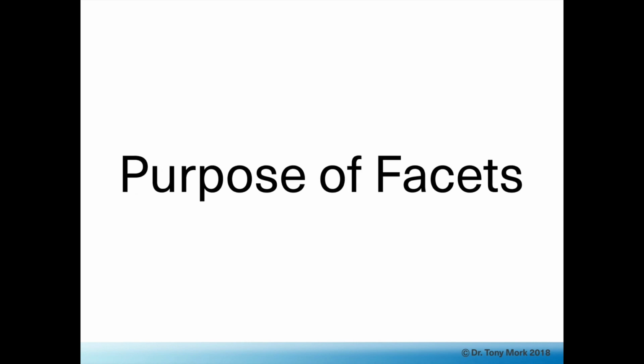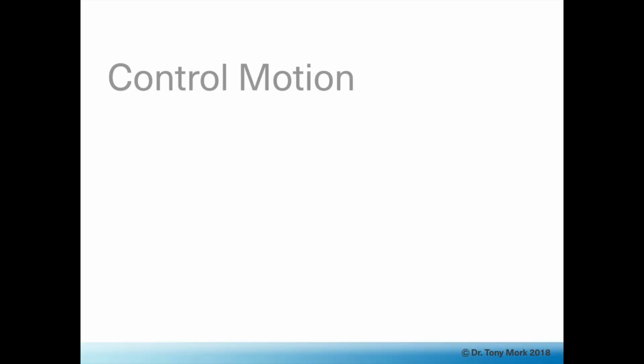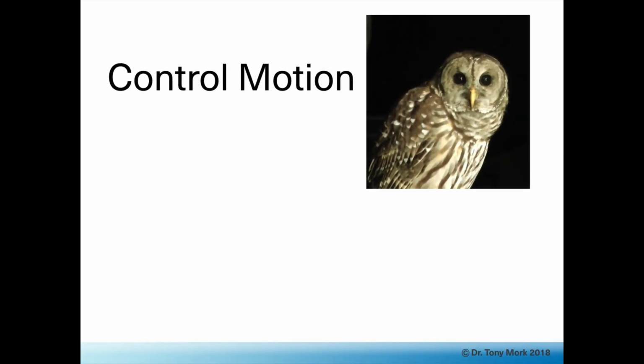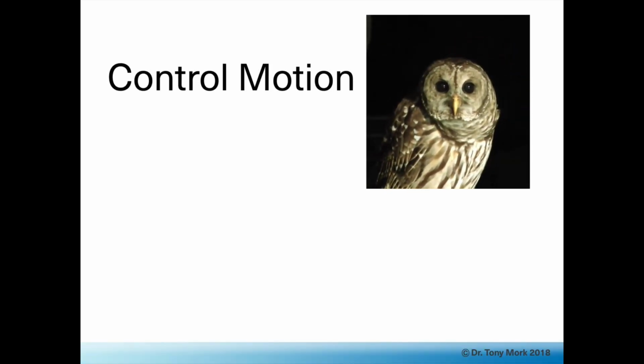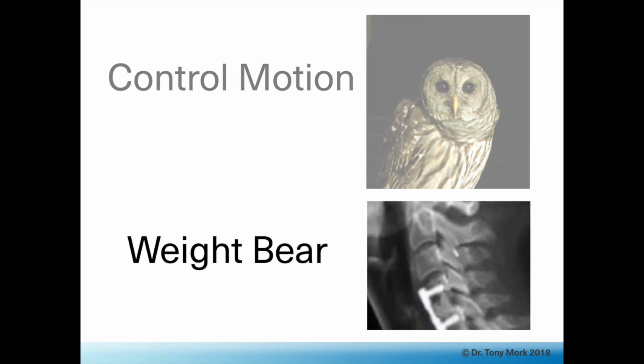Well, first, let's talk about the purpose of the facet joints in the cervical spine. Well, it's really to control motion, but it's also to weight bear. In this particular case, you can see the facet joints in the back, and they are in contact with one another as a result of gravity. So your head weighs 8 to 10 pounds, and the effect of gravity will actually compress the facet joints, as you can see here.